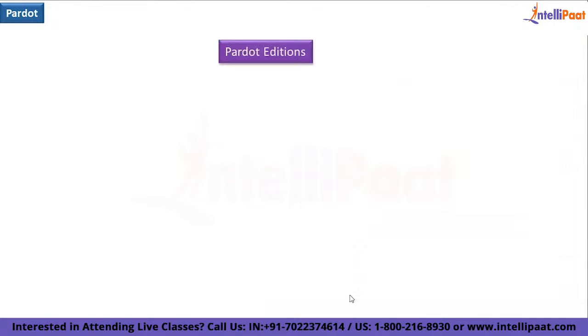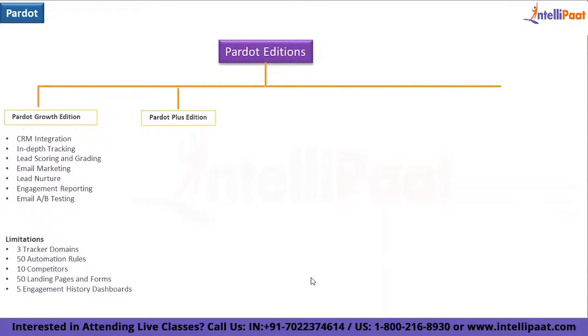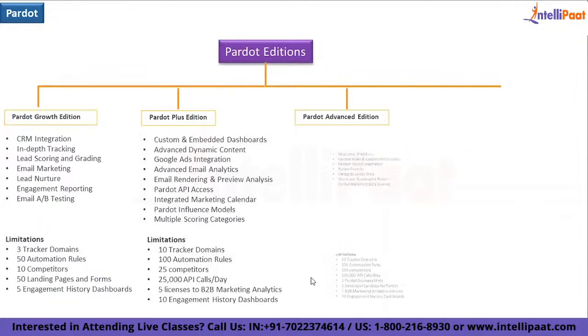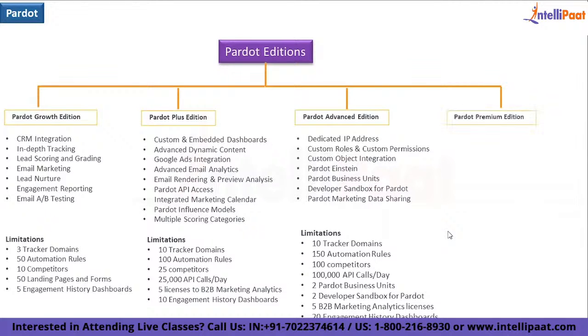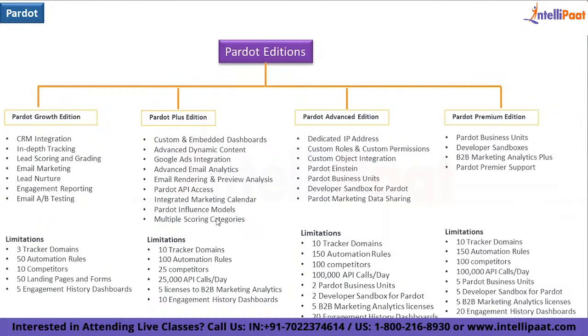Now, when it comes to different versions of Pardot, they got the basic version, that is Pardot Growth Edition, and they got Pardot Plus Edition, Pardot Advanced Edition, and also Pardot Premium Edition. These are all the options they have got, and these are all the limitations they have got in each of these editions. If they have already purchased Pardot and you want to identify what edition they are using, yes, there is a place. I will show you that later. If they are newly purchasing the instance, then you need to consider all these points. I will show you where exactly on Pardot we can check what edition it is.